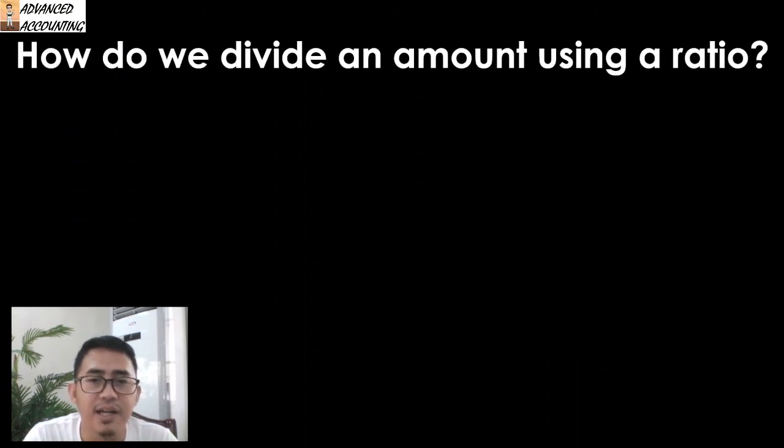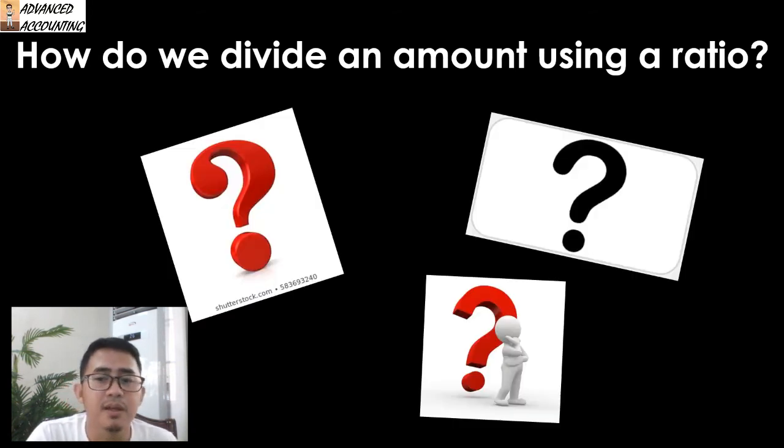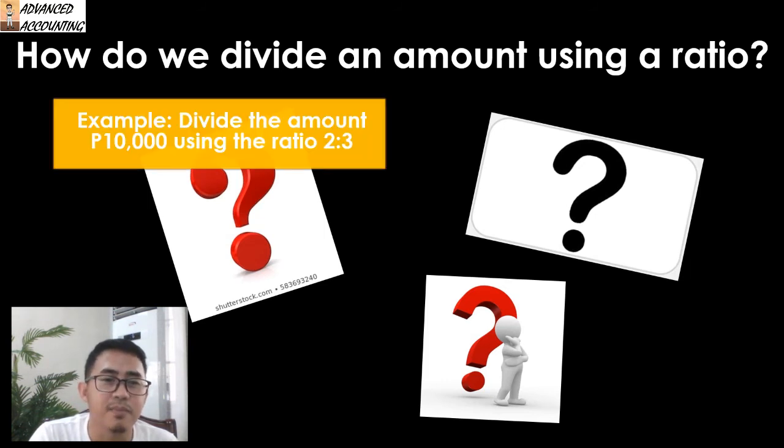Okay, so how do we divide an amount using a ratio? There are more complications here because we will now be using a ratio. Just a brief review of your math. Let's have this example: you divide the amount 10,000 pesos using the ratio 2:3. What do we mean by the ratio 2:3? It means the first amount will have two parts and the second amount will have three parts.